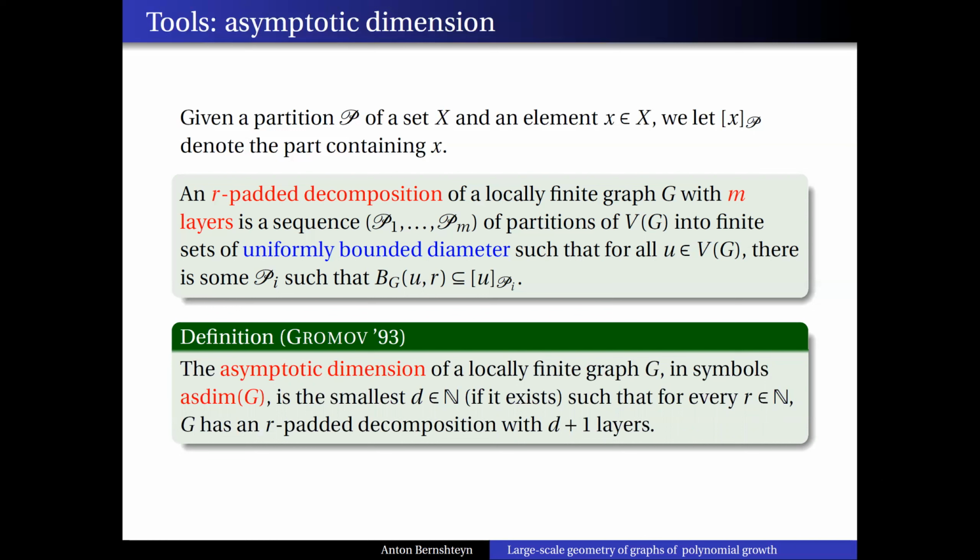But now with this definition, we can define the asymptotic dimension of a graph. The definition can be made more general for metric spaces, but let's focus on the locally finite graph case. The asymptotic dimension of a locally finite graph G, asdim of G, is the smallest natural number d, if such exists. Otherwise, we'll say it's infinite, such that for every choice of r, I can find an r-padded decomposition with d plus 1 layers. In other words, I have a uniform bound on how many layers I need, what m is in this definition, regardless of the value of r, the radius of the ball that I'm looking at. And you'll see why it's d plus 1 and not d, because we want numbers to look nice.